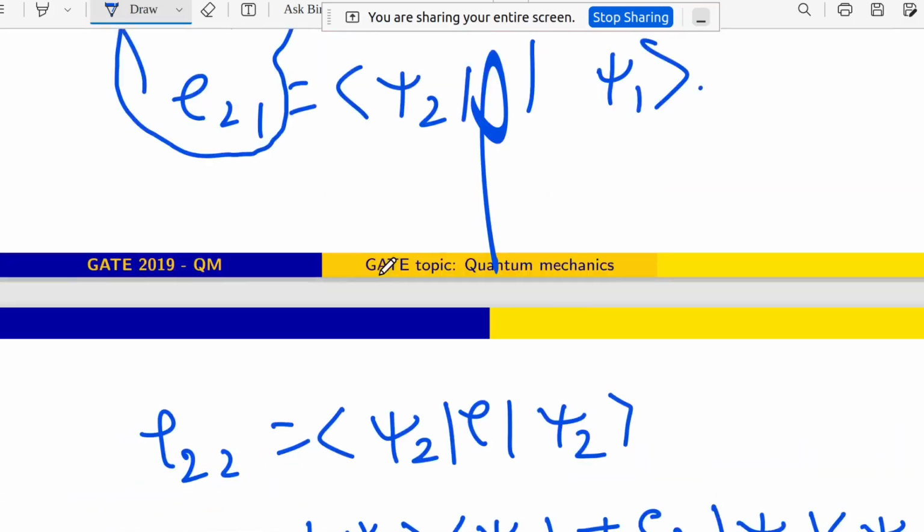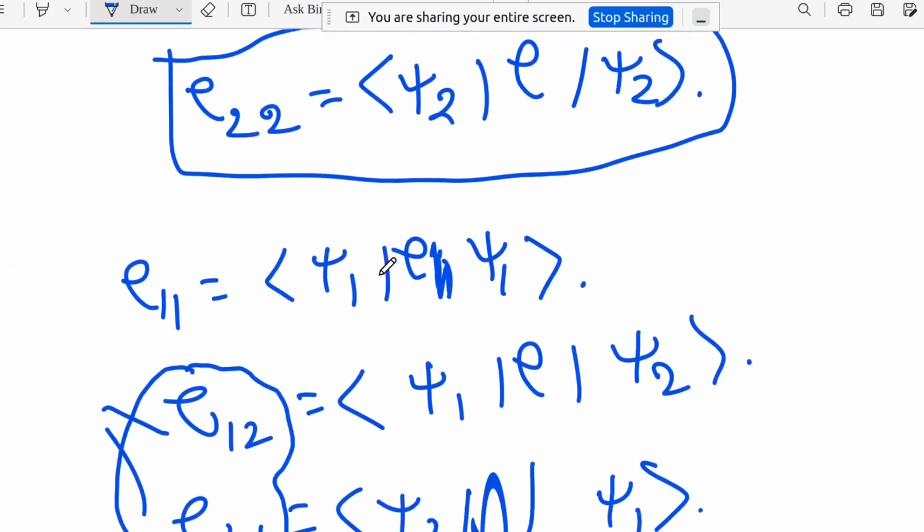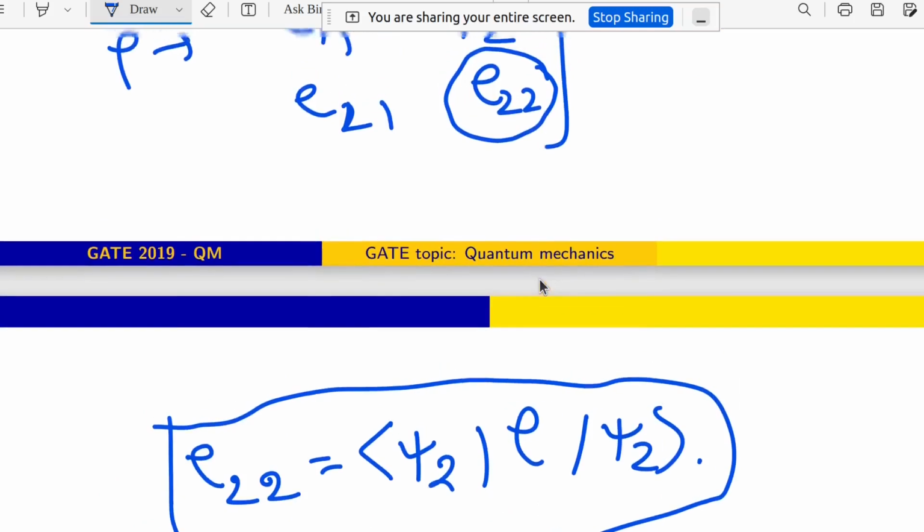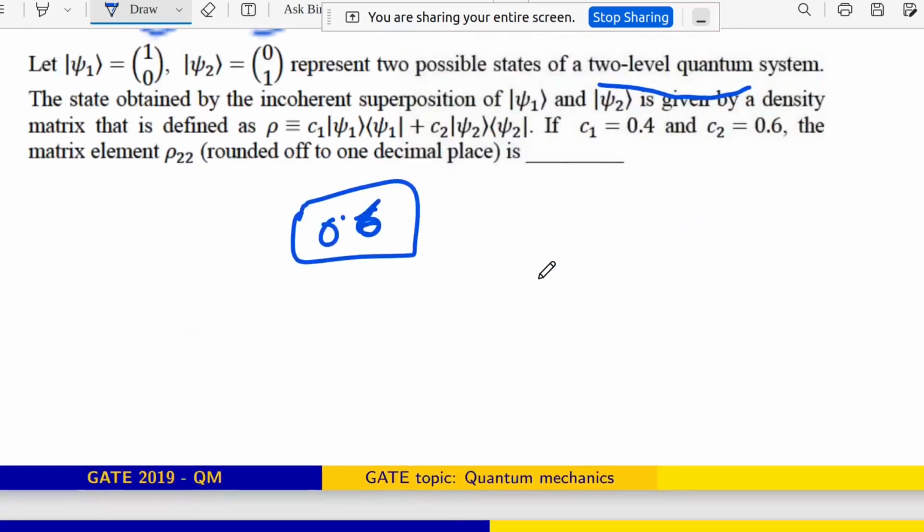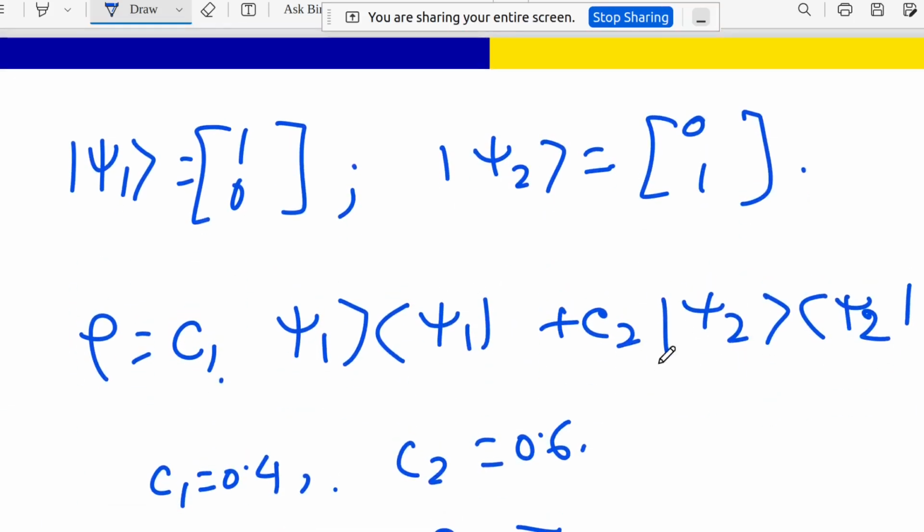Because you can simply say, see from that psi 1, rho psi 1, then obviously which term will cancel out? This term will cancel out, because psi 1 psi 2 and psi 2 psi 1 will be there, and psi 1 psi 1 is there. So that means it will come as only C1. So that's why we can have 0.4 value.